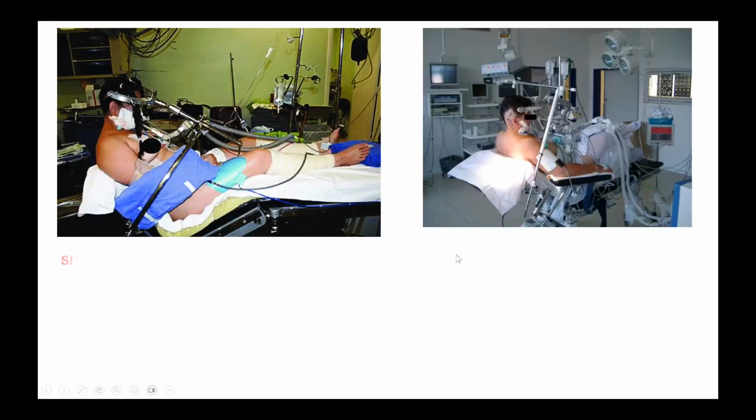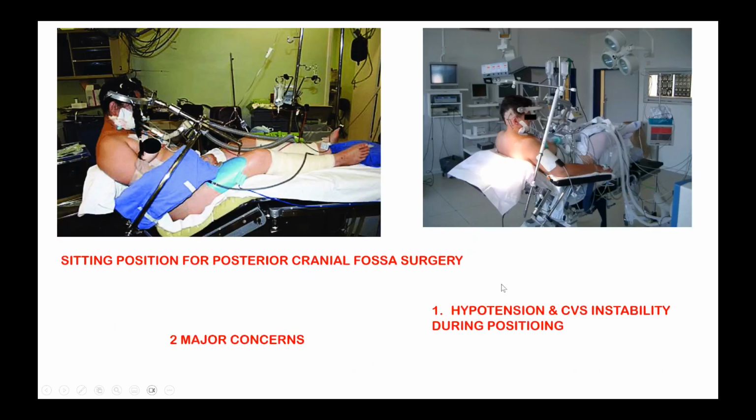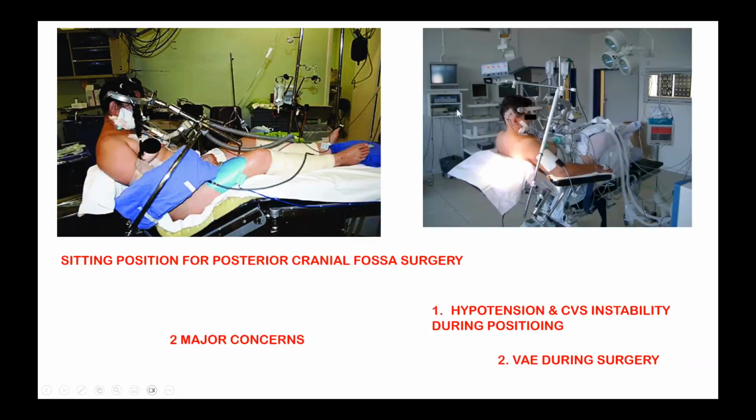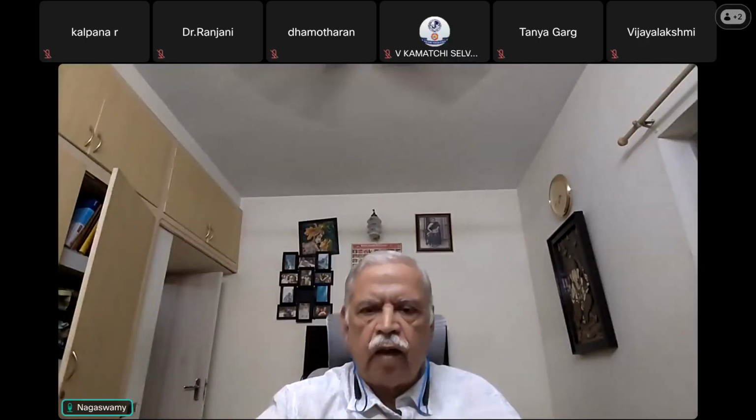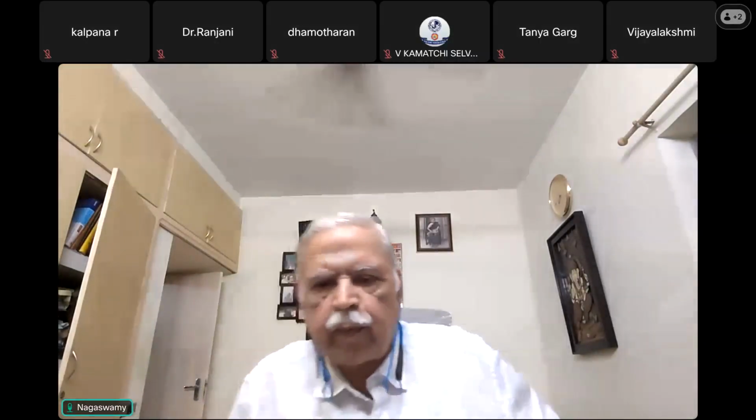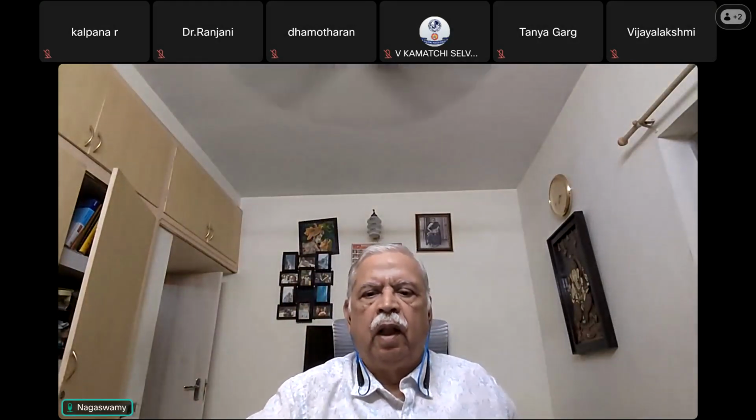And this is again the sitting position for posterior cranial fossa surgery. You can see the head has been shaved here and the incision will be made on this line. Two major concerns when you do this are hypotension and circulatory instability during positioning, and venous air embolism during the surgery, when a vein is cut open and a large amount of air is sucked into the patient. Okay? So these are the various positions and their problems that you have to remember. Right.